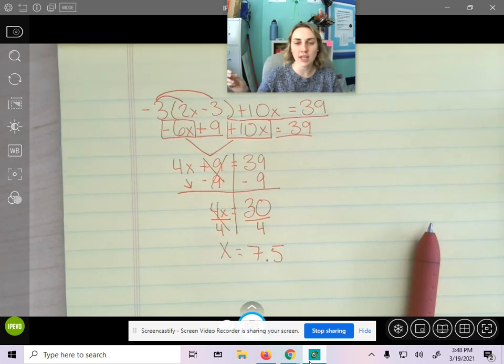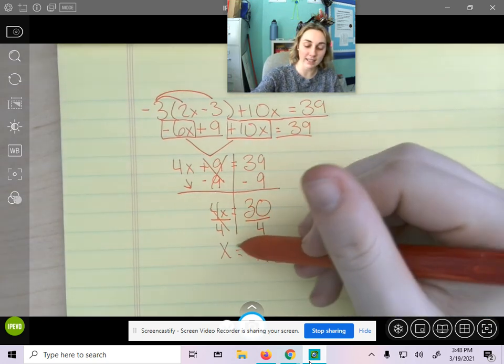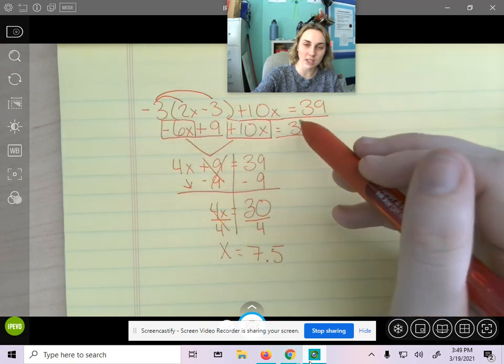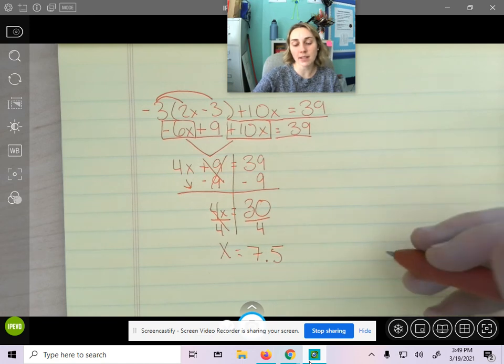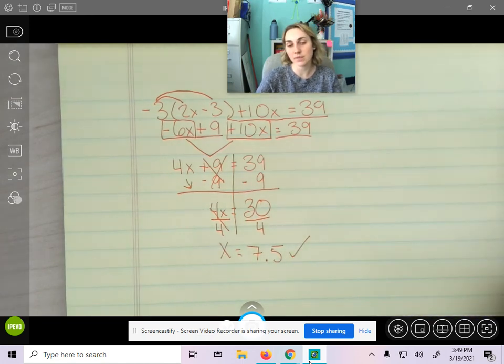Again, if you ever wanted to check that, what you can do is you can plug this x value into the original equation and solve for 39. In this case, that would happen. Therefore, that is the correct answer.